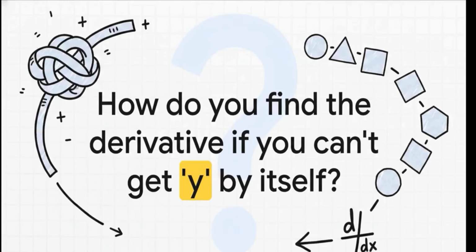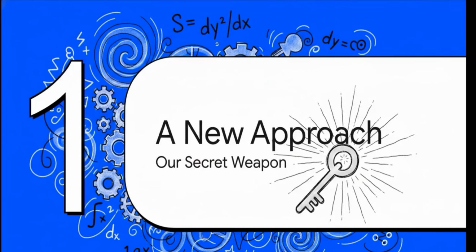So here's the puzzle. Normally, what would we do? We try to get y all by itself on one side, right? And then take the derivative. But if you try that here, well, you end up with a messy plus or minus square root. And that's just not clean. You just know there has to be a more elegant way to do this. And guess what? There is. So, yeah, this problem calls for a whole new approach.